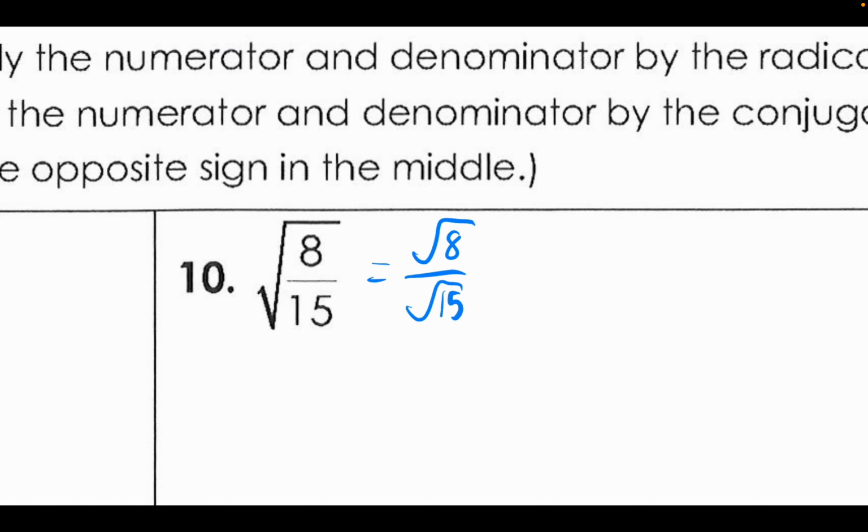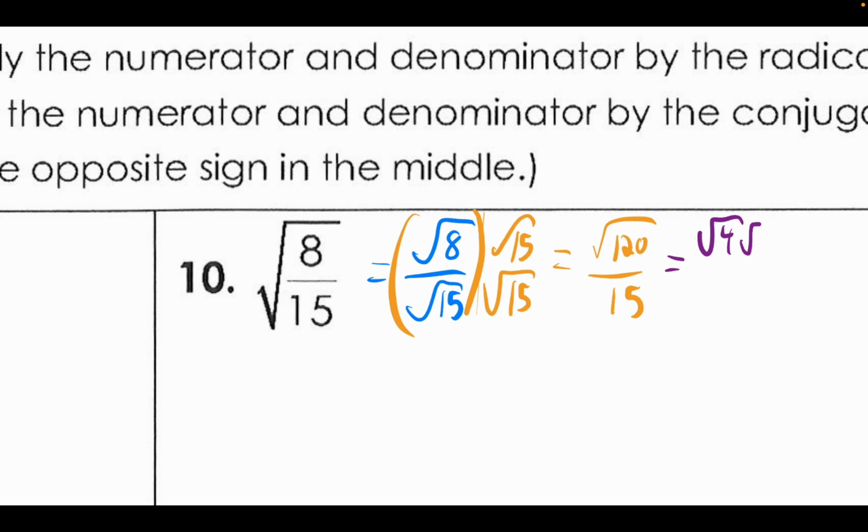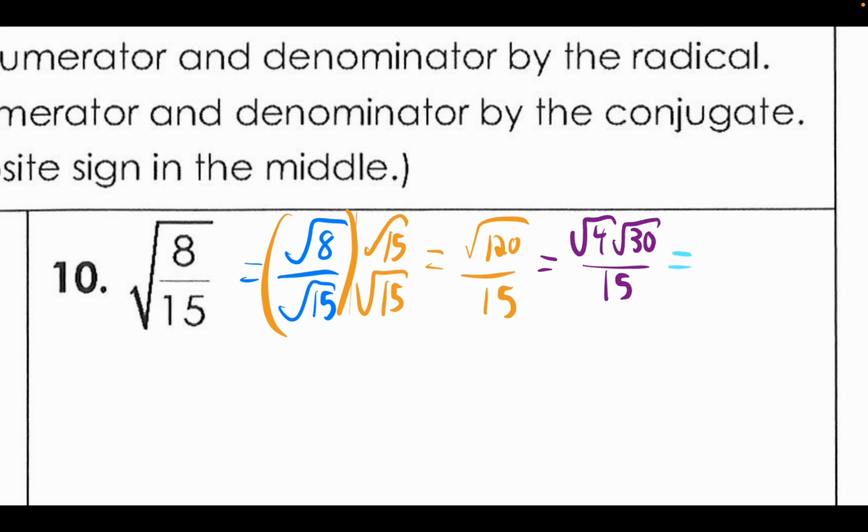So I'm going to go ahead and multiply by the square root of 15 once again, whatever square root is on the bottom. And if you wanted to go ahead and simplify the top before this, that's fine, into 2 times the square root of 2. So now we do 15 times 8, and we end up getting the square root of 120 over 15. And so now we simplify the square root of 120, which is square root of 4 times square root of 30 over 15. Square root of 4 is 2. And so we get 2 times the square root of 30 over 15.